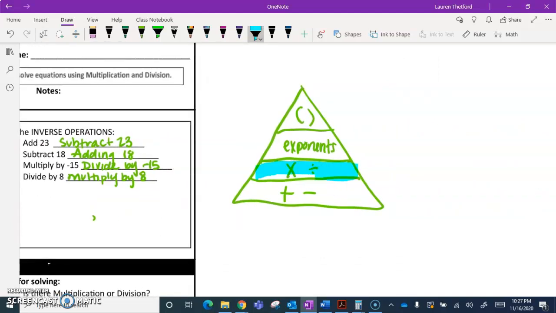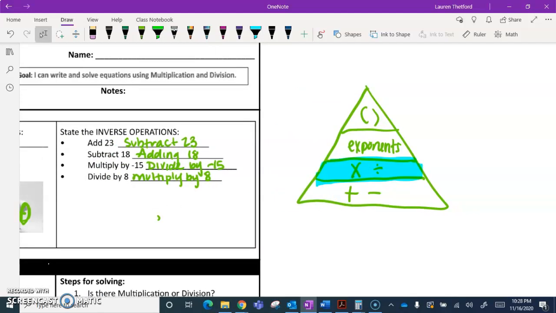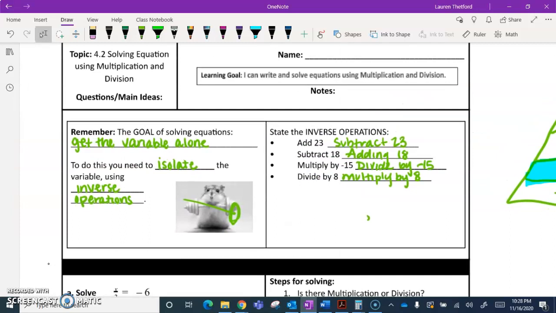So now we're at this level. And so the opposite of multiplying is to divide, and the opposite of dividing is to multiply. So the inverse is what we're going to use, just like we did last time, only now we're looking at multiplication and division.